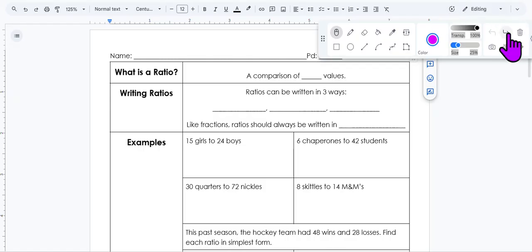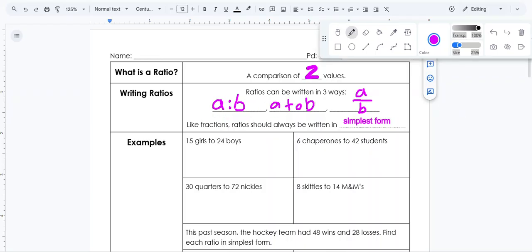Okay, so a ratio is a comparison of two values, and it can be written in three different ways. You can see A colon B, or you can say A to B, or you could see it written as a fraction. All three of these ways are how you could write different ratios, and it's always going to be written in simplest form.